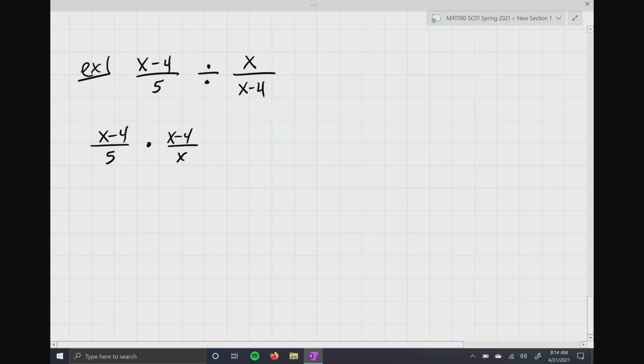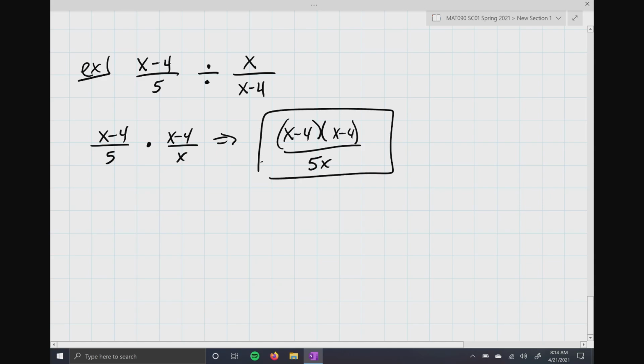Okay? Step 2, completely factor everything. Everything is factored. Step 3, divide out terms. Now, can we divide out terms in this problem? No. So all you're going to do is just rewrite it. Call it a day. That's it.